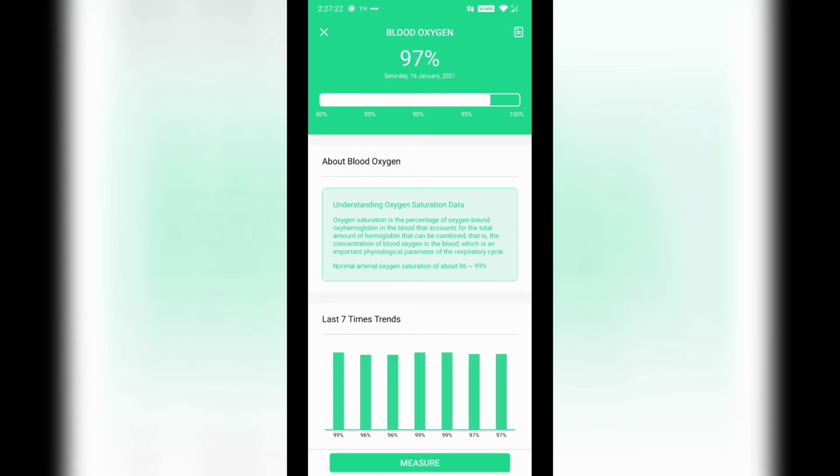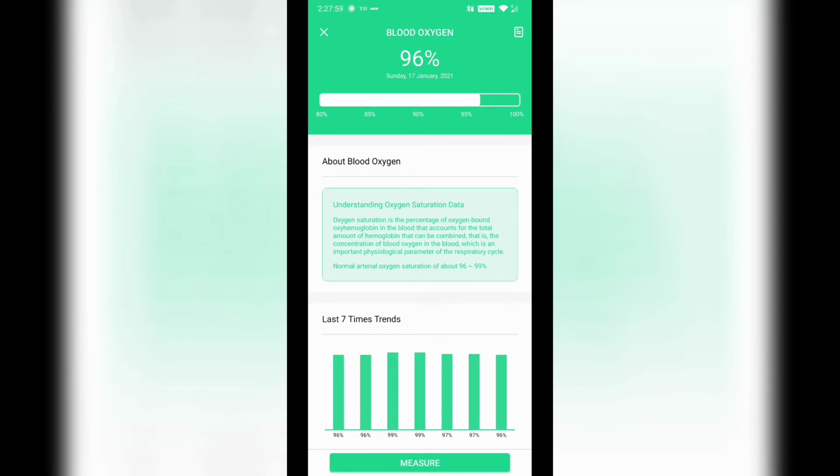Next is blood oxygen level, SpO2. You can get an SpO2 reader from the medical store. It will cost around 1000 rupees to 5000 rupees. This watch is just 1800 rupees. I already compared the SpO2 level on the watch with the one from the medical SpO2 reader, and both readings almost match.